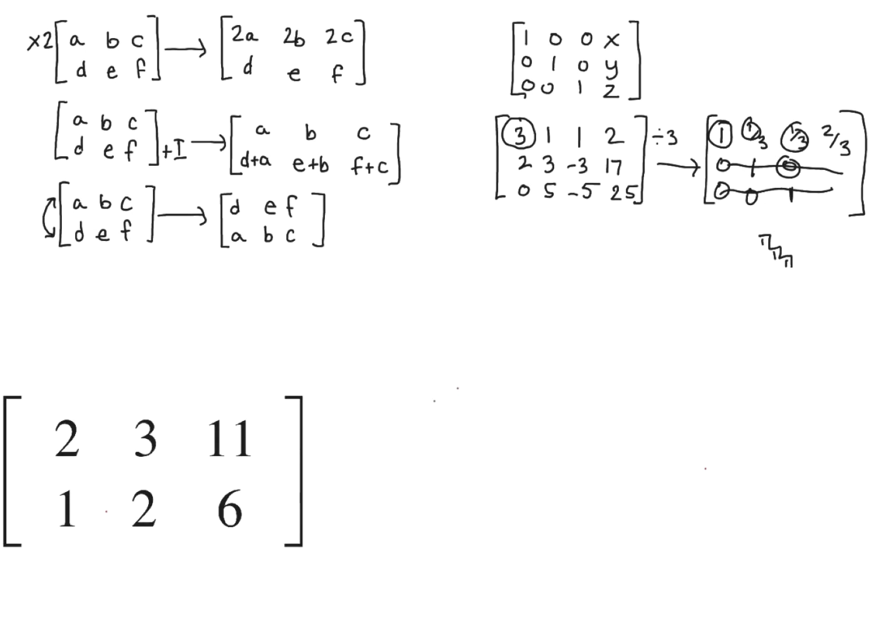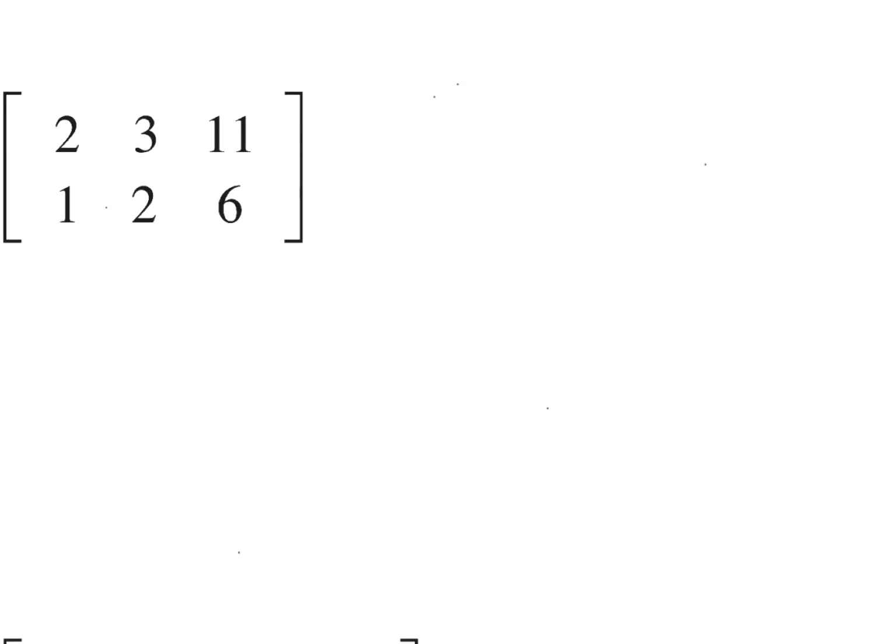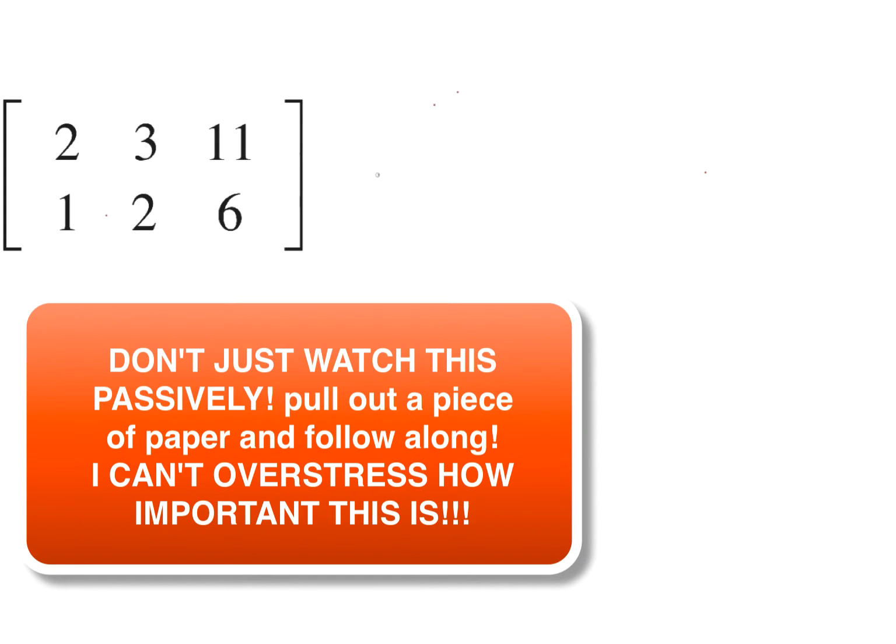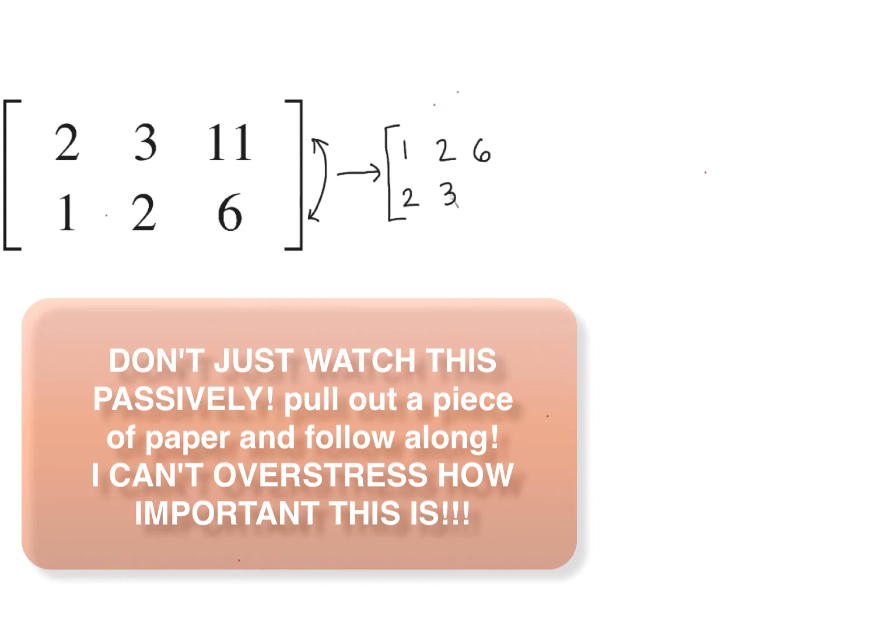So I started here with a little simple example. So we have 2, 3, and 1. 1, 2, 6. Now, right off the bat, the simplest operation we can do here is a row exchange. And so what does that give us? It's just going to give us 1, 2, 6, 2, 3, 11. Simple.